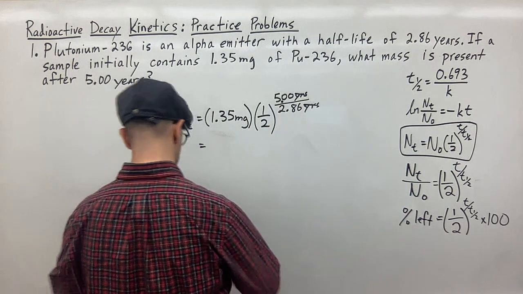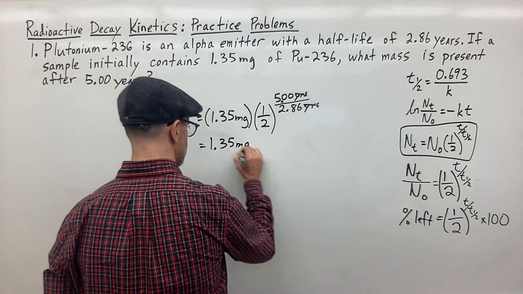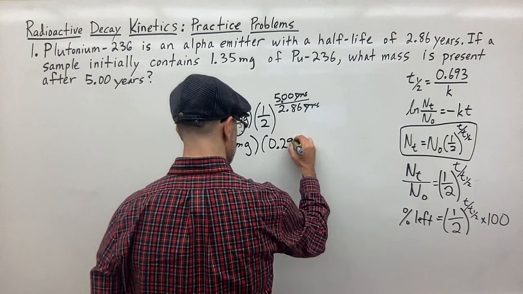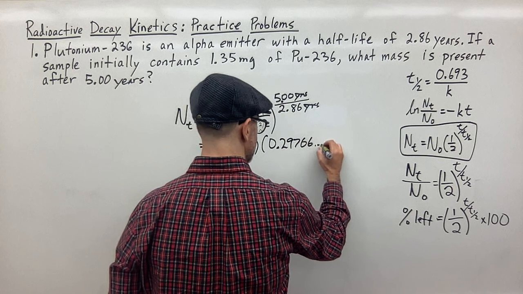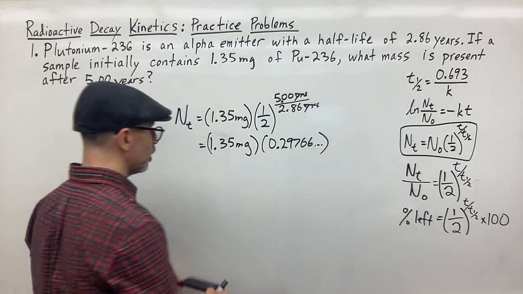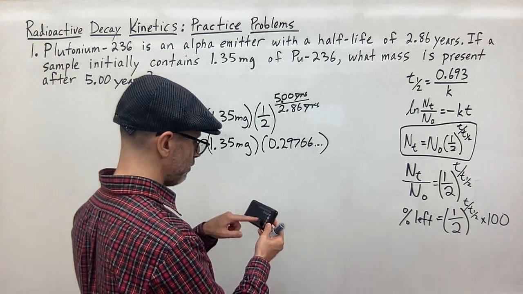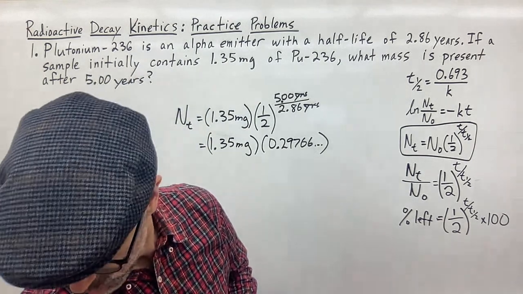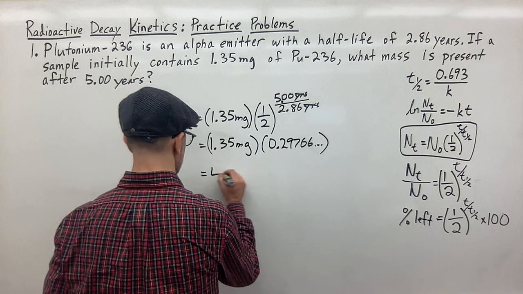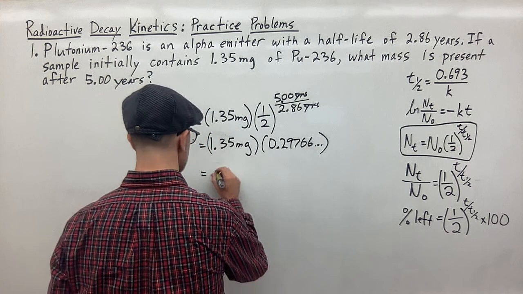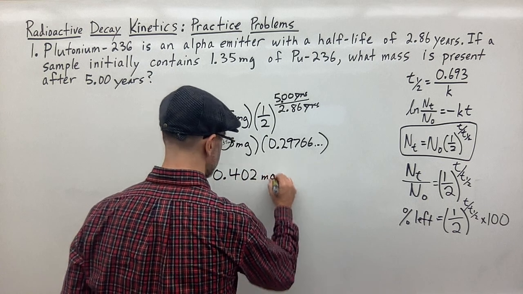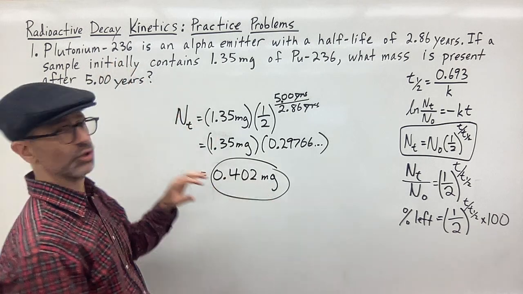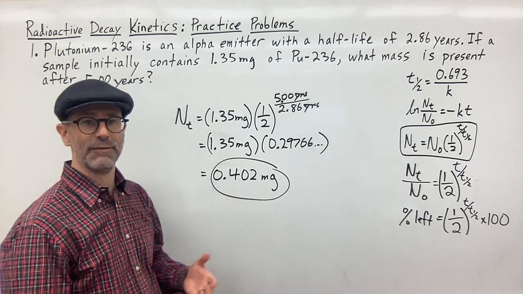1.35 milligrams times, and then 1/2 to the power of this fraction is 0.29766, right? So then I take that number and multiply it by 1.35, equals, and so then what I get is 0.402 milligrams. So that, ladies and gentlemen, is the amount of my substance, polonium-236, that I would have left over after 5 years.